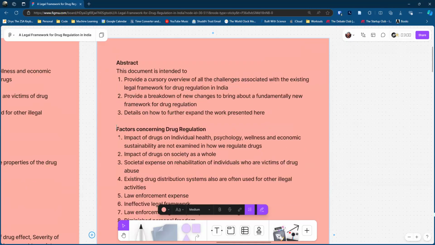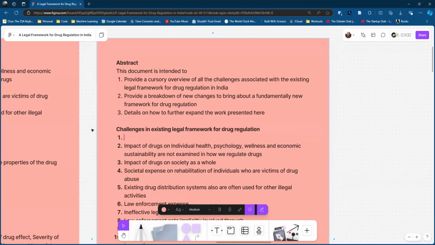Okay, so we'll add all these things, talking about what the things are that we are trying to solve, the essence of the problem statement: challenges in the existing legal framework for drug regulation.